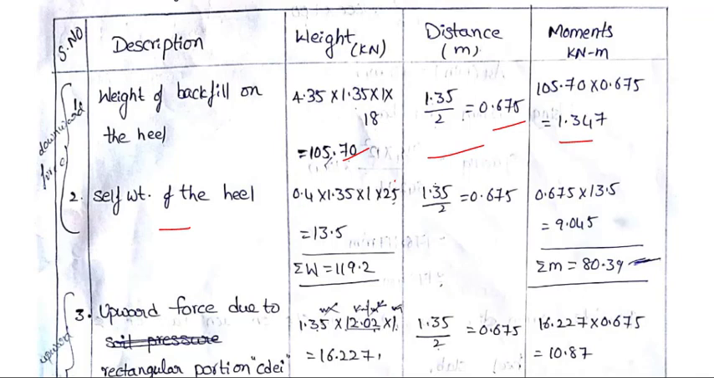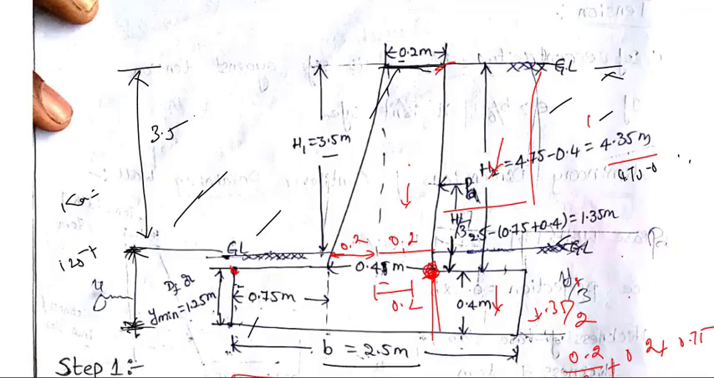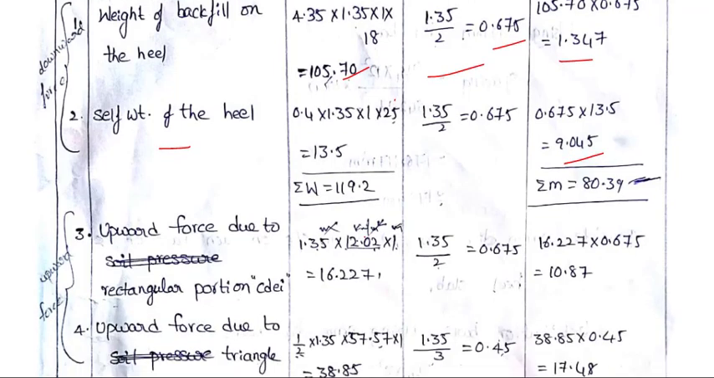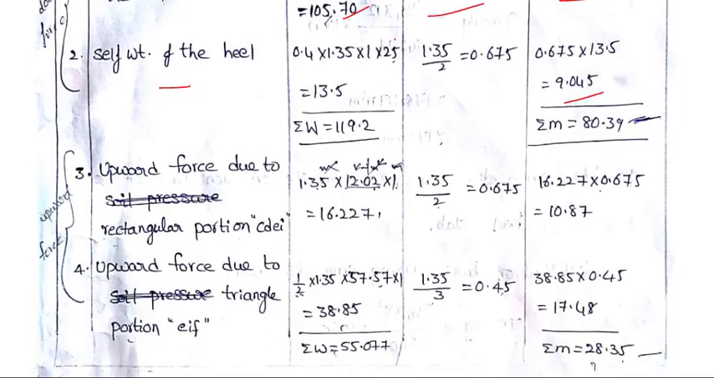Next, self weight of the heel. So what is the height? 0.4. What is the width? 1.35. So what is the value? The unit weight of the material, concrete, is 13.5. So same distance, 0.675, load into distance. So your final answer will be 9.035. Now here total downward force, downward weight is equal to 109.2, total downward moment is equal to 80.39.